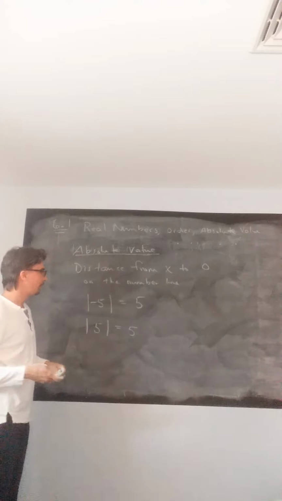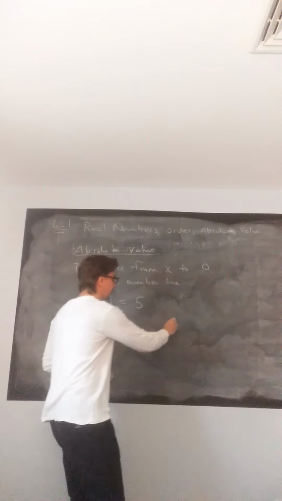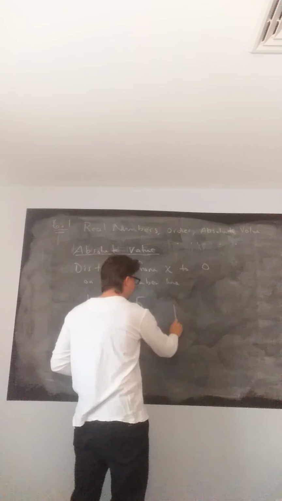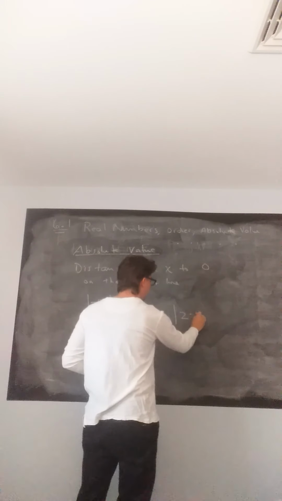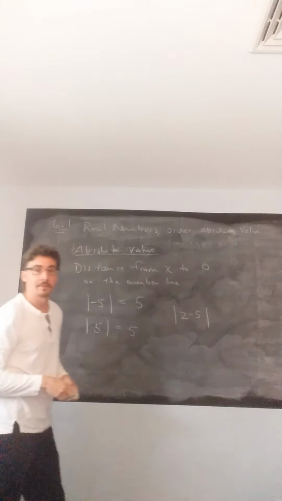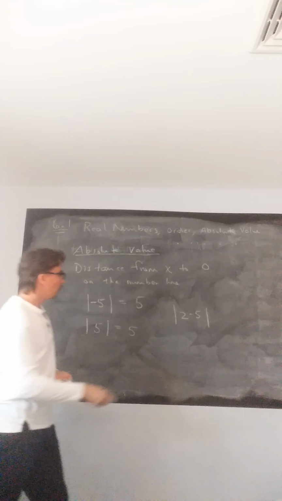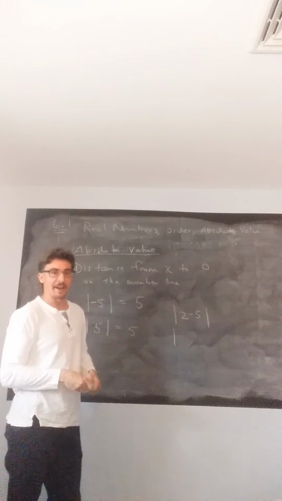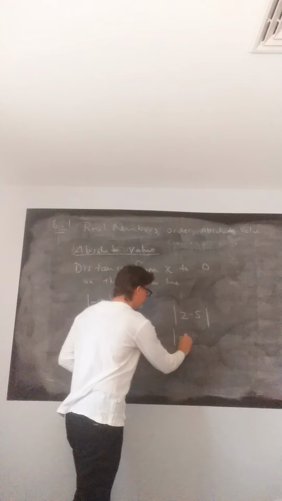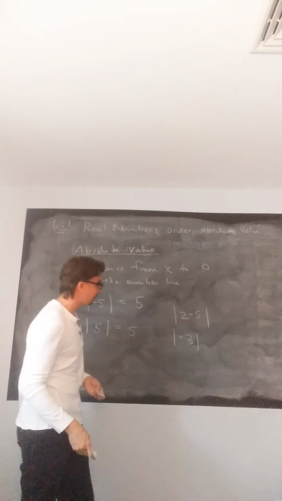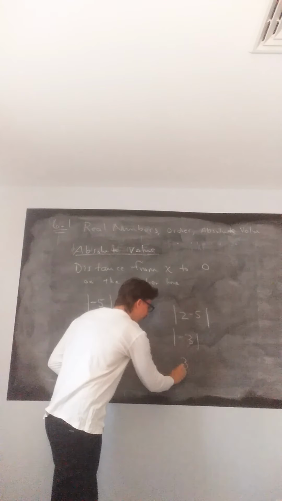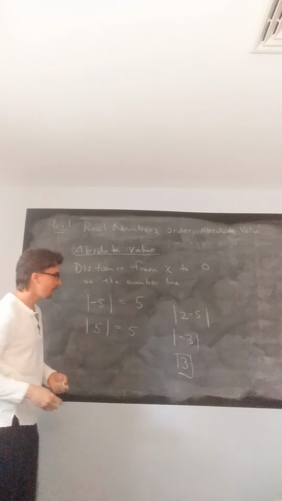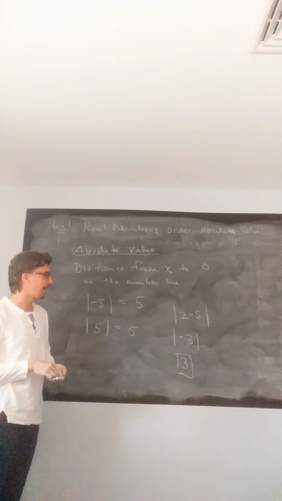And there are certain things we could do, like simplify absolute values. Say we have the absolute value of 2 minus 5. We perform the operation on the inside. 2 minus 5 would be -3. And what's the absolute value of -3? It's +3. So we could perform arithmetic with absolute value.